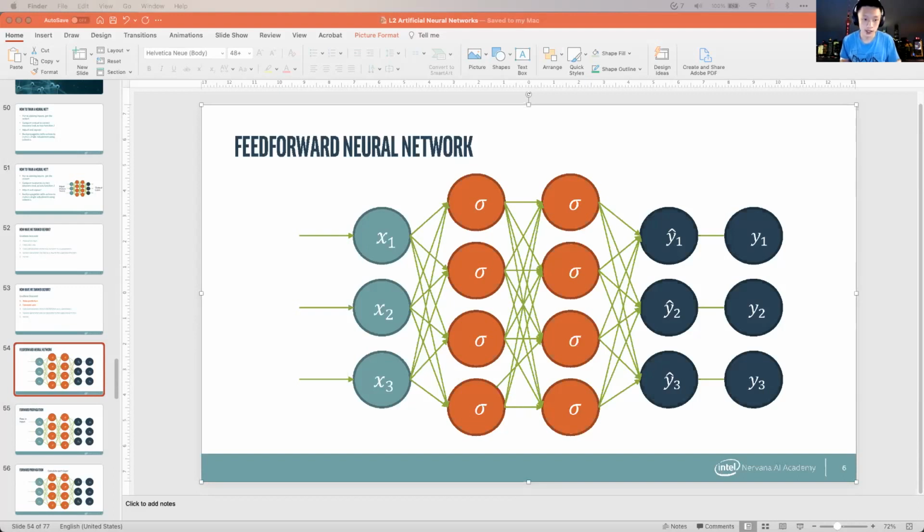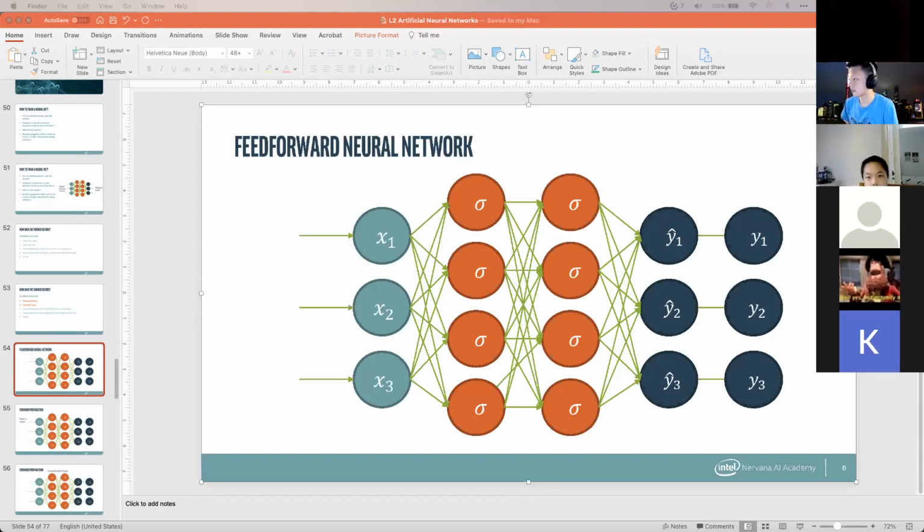Or maybe even just type in the chat, what is a hyperparameter? Or if you remember what a hyperparameter is, leave a thumbs up in the reactions. All right, so it looks like we don't quite remember. So, okay.